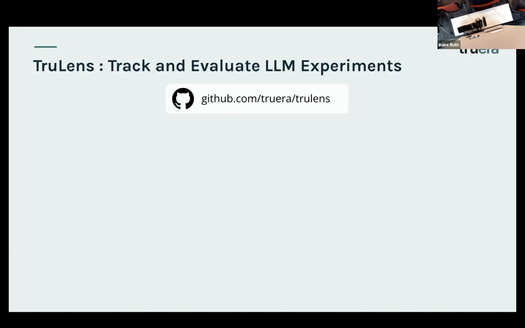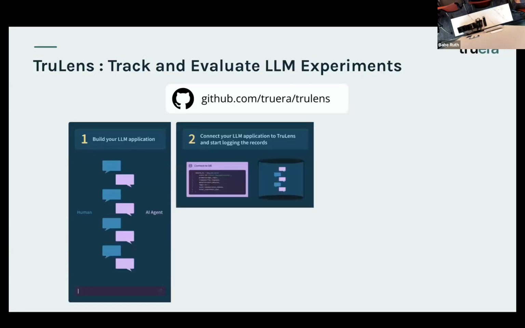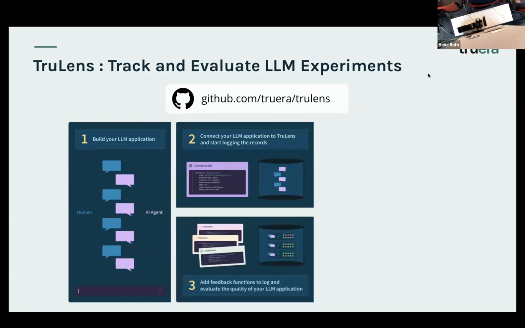So TrueLens is an open source project to help you track and evaluate your LLM experiments. Once you've built your LLM application, we'll connect it to TrueLens and start logging records. That way, each time we run our application, we can get the prompt, response, and metadata and log all that so we can keep track. Then we can add what we call feedback functions to evaluate these prompts, responses, and metadata. And this can give us a score or a view into how our app's performing.